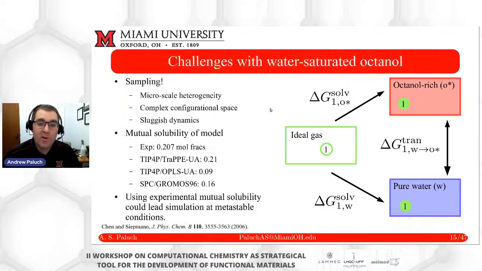Now the challenge, though, is that when I'm drawing this cycle, this transfer free energy going from an ideal gas to my octanol-rich phase is going to correspond to water-saturated octanol. There's going to be water in that octanol-rich phase. If I'm trying to model the same physical system that I would have from a shake flask experiment, that octanol-rich phase isn't pure octanol. There's going to be water in there.